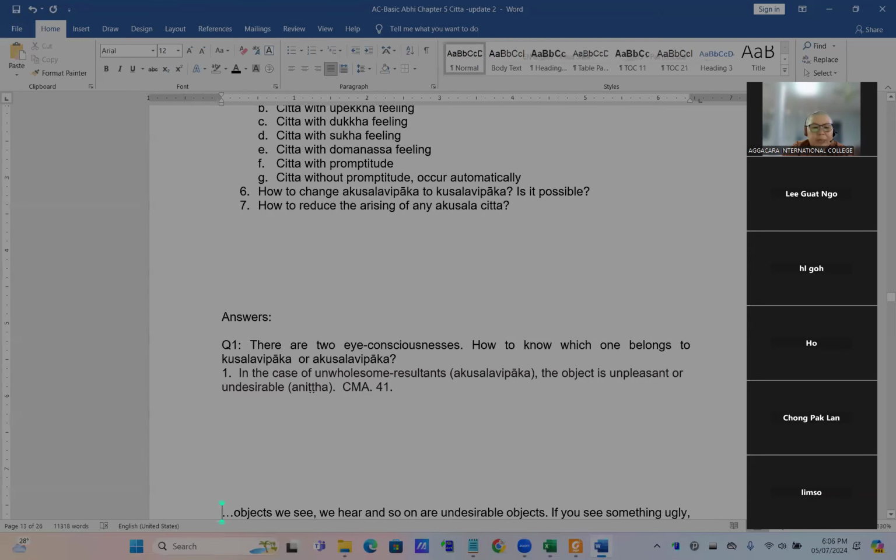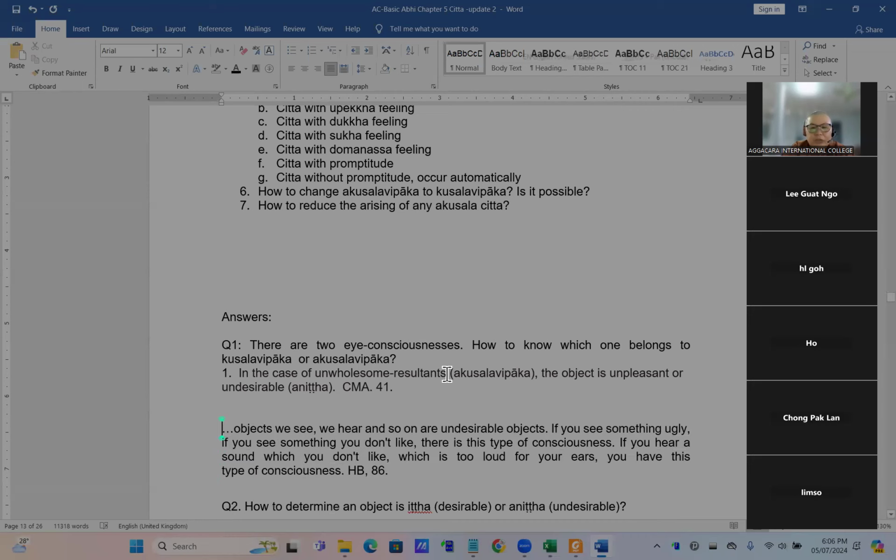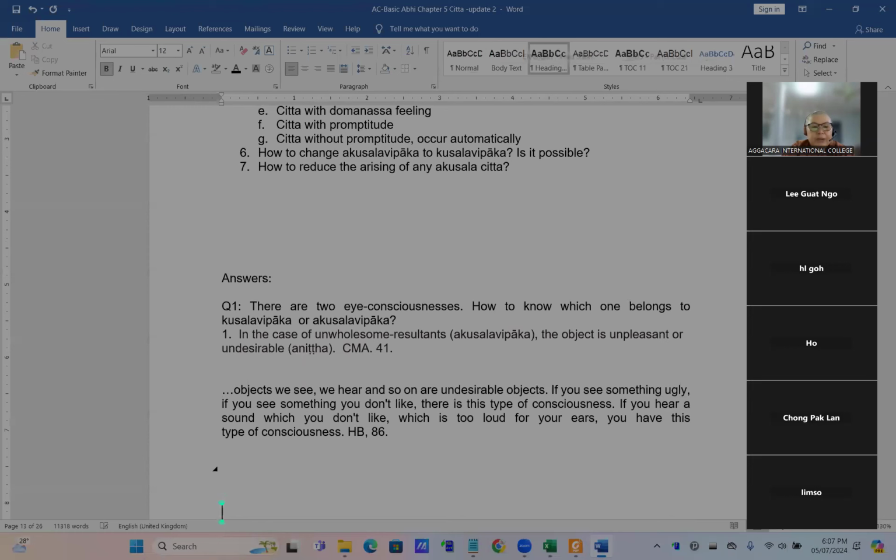So when the object is unpleasant, then it's definitely associated with akusala vipaka. For example, when we see something ugly, something you don't like, this is that type of consciousness. You get a similar answer from the Handbook of Abhidhamma, page 86. For example, when you hear a sound you don't like, then it's akusala vipaka. So in conclusion, it depends on the object.